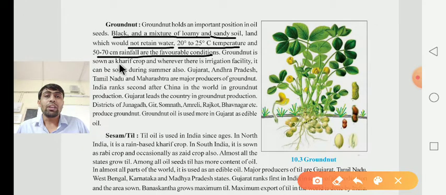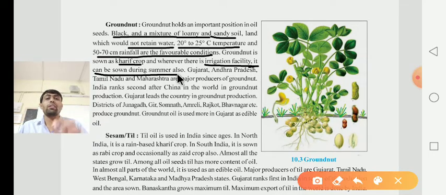Groundnut is sown as a kharif crop, and wherever there is an irrigation facility, it can be sown during the summer season also. Gujarat, Andhra Pradesh, Tamil Nadu and Maharashtra are the major producers of groundnut.